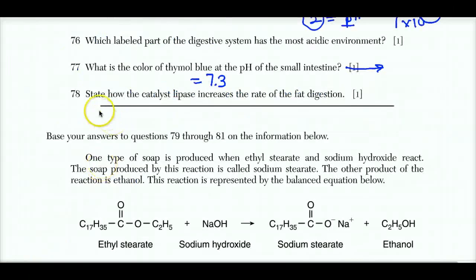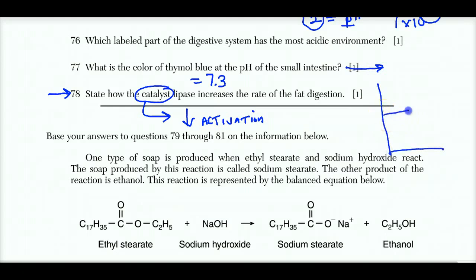Number 78. State how the catalyst lipase increases the rate of fat digestion. Well, how will lipase increase the rate of fat digestion? This sounds like a biology question, but what they're getting at is we've got a catalyst. And how do catalysts work? You should know they lower the activation energy, or they find an alternative pathway. Think about a potential energy curve. A catalyst creates an alternative pathway. It doesn't change the energy you start with and the energy you end with, but it lowers the energy you need to get to the top for the reaction to occur.